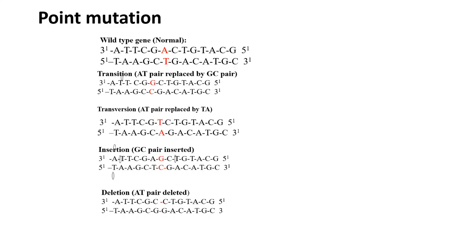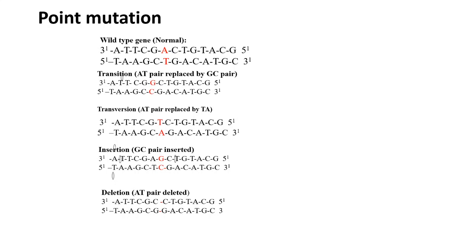There are different types of point mutation. If you take the transition mutation, at the sixth position of the wild-type gene, an AT base pair is replaced by a GC base pair. That is, one purine-pyrimidine base pair will be replaced by another purine-pyrimidine base pair. And in transversion mutation, the purine-pyrimidine base pair is replaced by a pyrimidine-purine base pair. That is shown in the red color. That is, AT is replaced by TA.